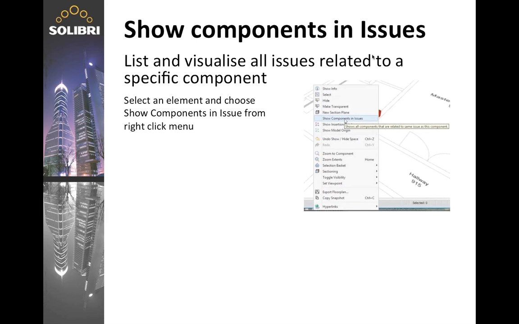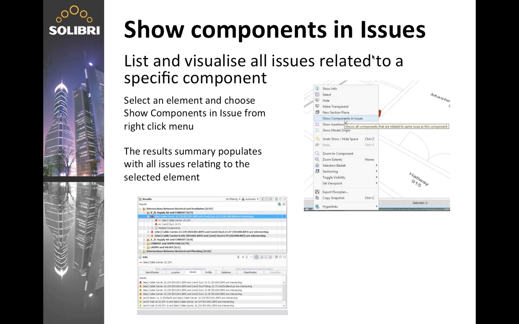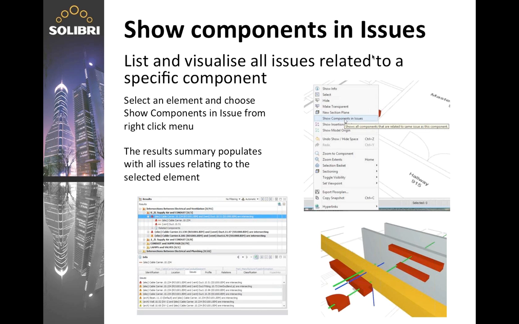And with the element selected, you can now choose from the right-click menu the Show Components and Issues option. Once this option is enabled, we will see all issues relating to the individual component in the 3D window. We can then choose the individual issues from the info palette to display them individually. This is something that a lot of people have requested in the past, and it's finally come through the process.